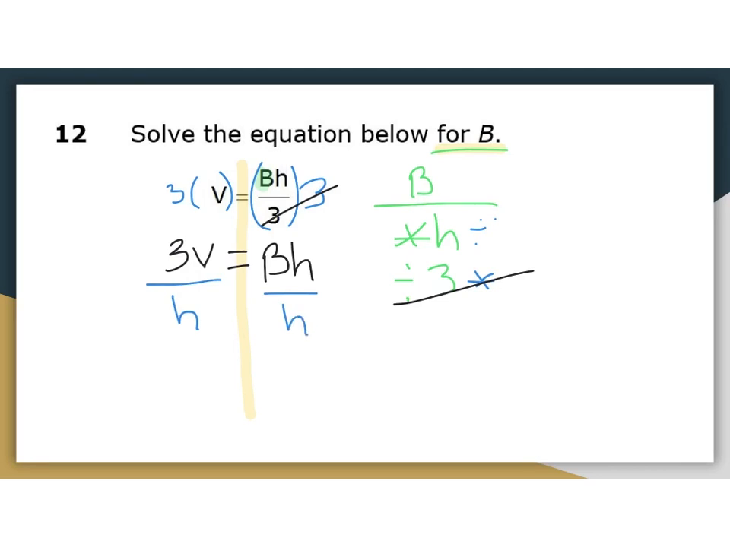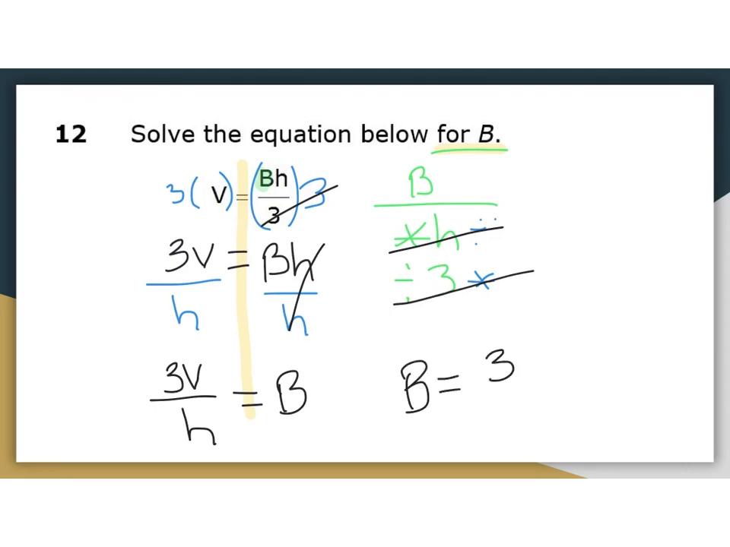Now, on the left, since I have different variables, I don't know what they are, I cannot reduce. I cannot do anything more with what's on the left. So when I write it, I'm going to write it as 3v divided by h equals, and then on the right side, the h's have canceled out, leaving us just with our capital B. So we have v equals 3v divided by h, and that's going to be our final answer.